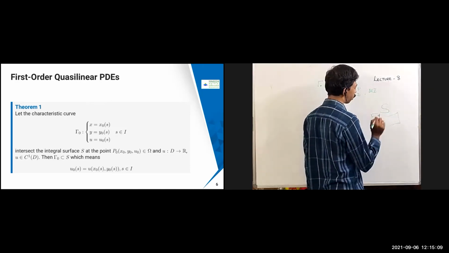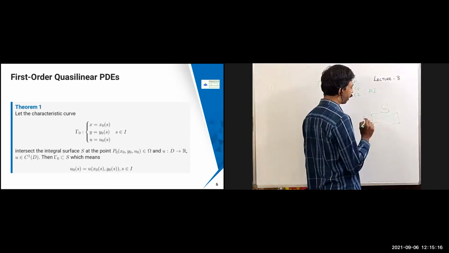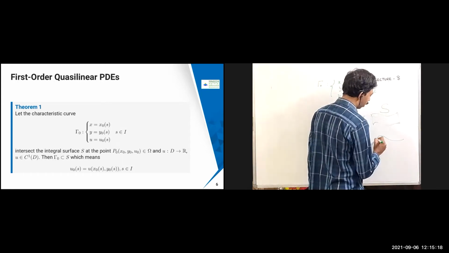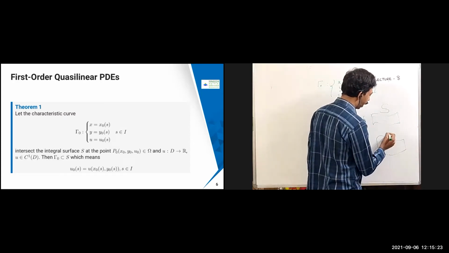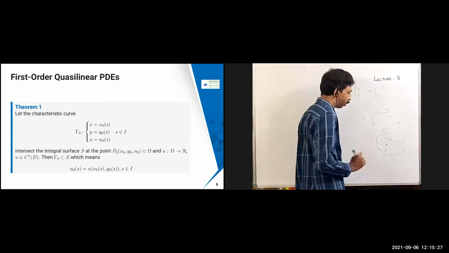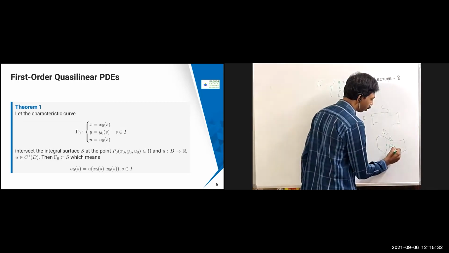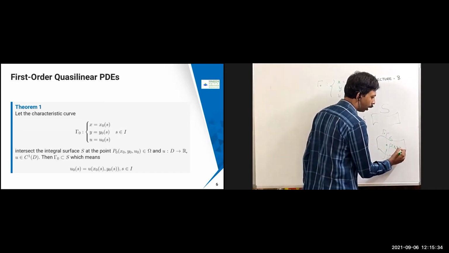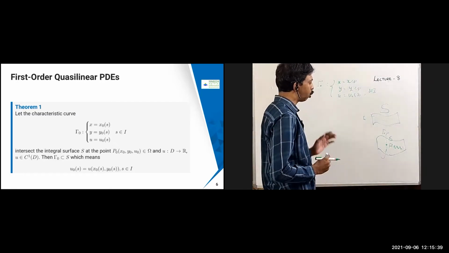Suppose this is my gamma naught. Okay, so it is intersecting at the point. Suppose I have an integral surface, let us say this is the integral surface, and I have a gamma naught here. This is intersecting only at this point, the point I call p of x naught, y naught, u naught. Okay, this belongs to omega, and u is a function from D to R, where u belongs to C1 of D.